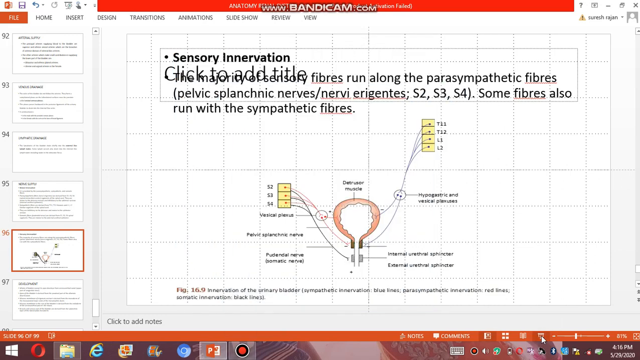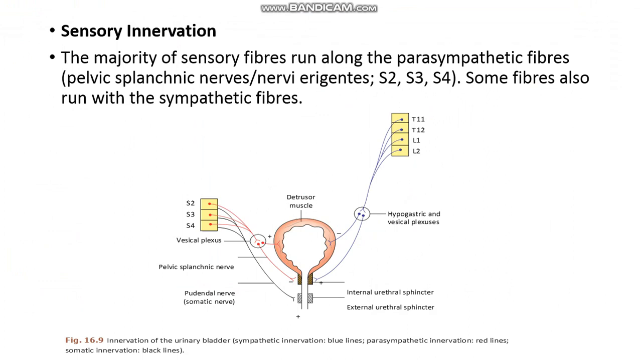Okay, dear students, let us continue with the innervation of the urinary bladder. Now we are discussing sensory innervation. The majority of the sensory fibers run along the parasympathetic fibers, which include the pelvic splanchnic nerves, or otherwise nervi erigentes, which include S2, S3 and S4. And some of the fibers also run along with the sympathetic fibers.